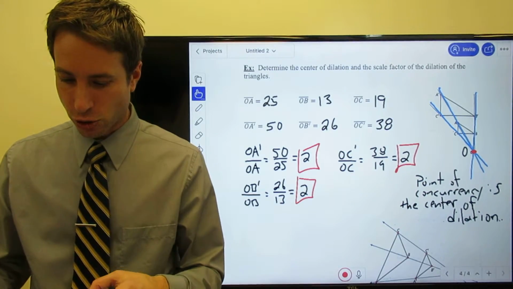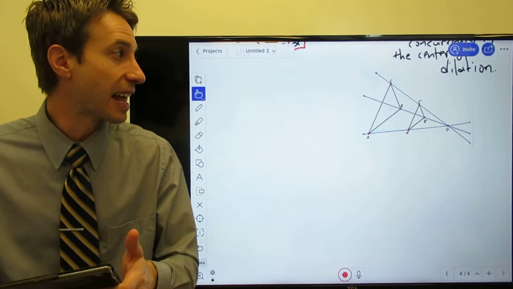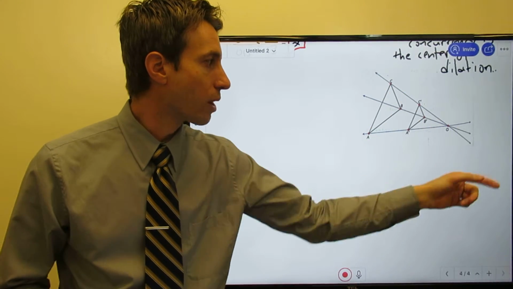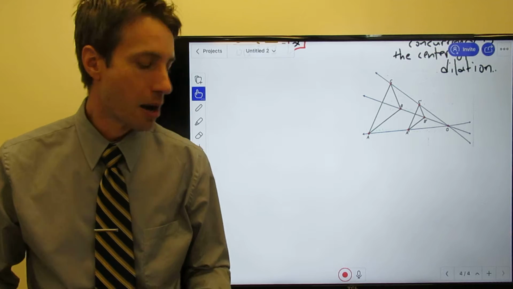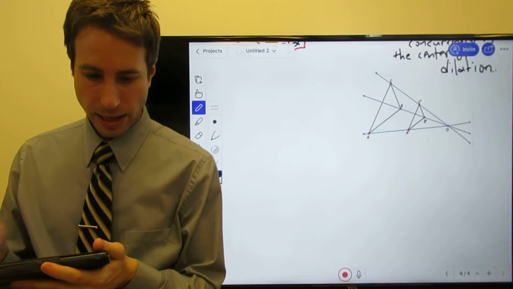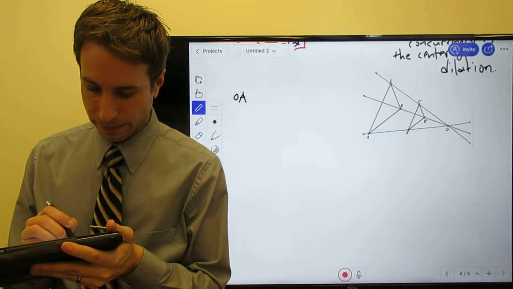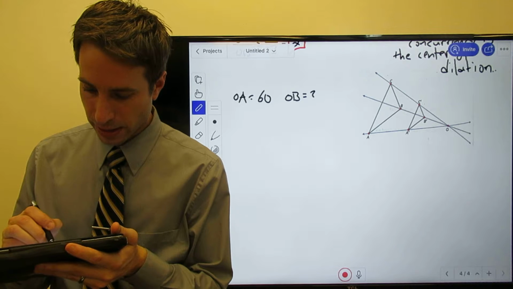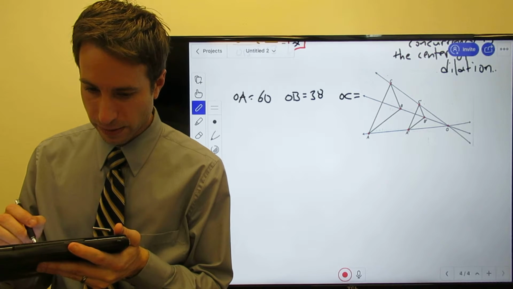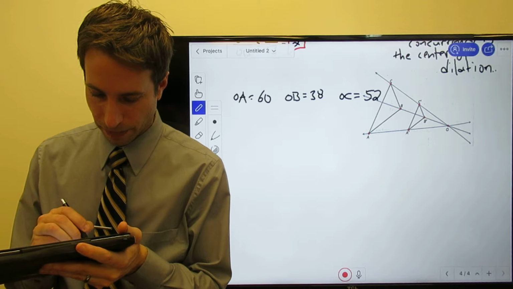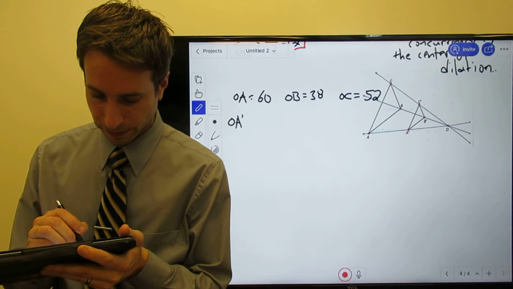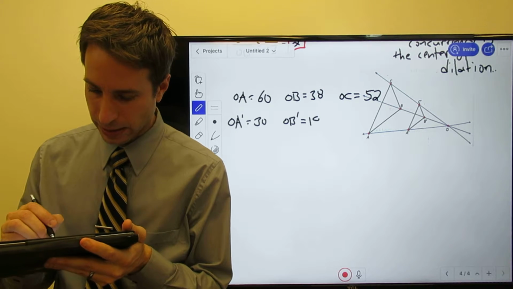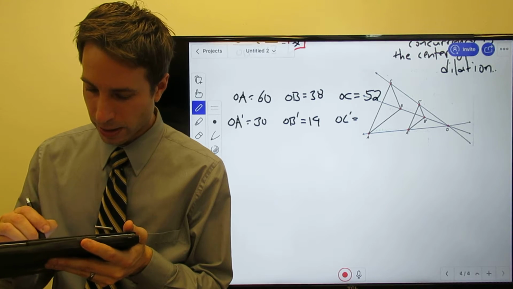I got one more for you here for you to try on your own. I'll simply give you the lengths and then let you do it. I've given you sort of a similar setup here. Two triangles. I've already drawn the blue lines for you, so there's our center of dilation right there, point O. Let me give you these, and then I'll let you go at it on your own. OA is 60. OB is 38. And OC is 52. OA prime is 30. OB prime is 19. And OC prime is 26.